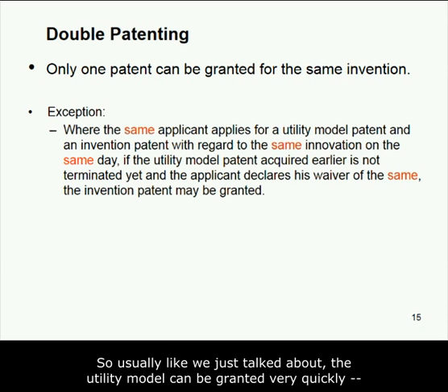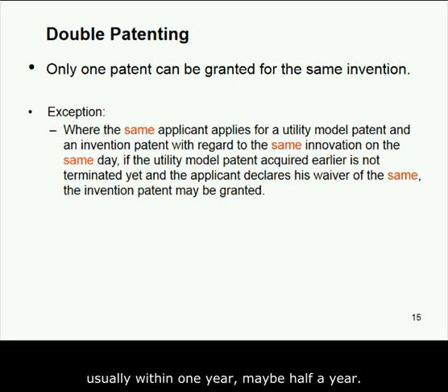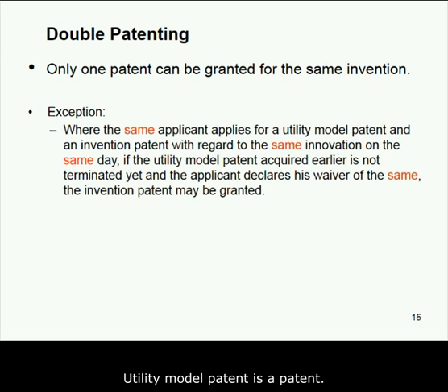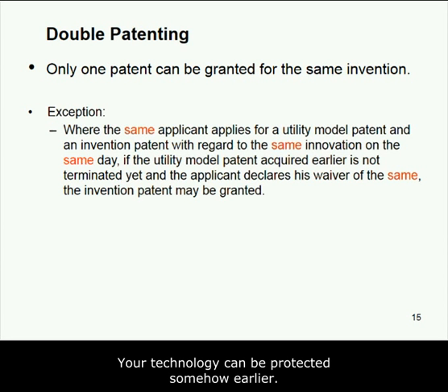Usually, like we just talked about, the utility model can be granted very quickly, usually within 1 year, maybe half a year. And the invention patent will be granted in about 3 years. So if you file your application in this way, then you will have a utility model patent granted earlier. So utility model patent is a patent. Your technology can be protected somehow earlier.